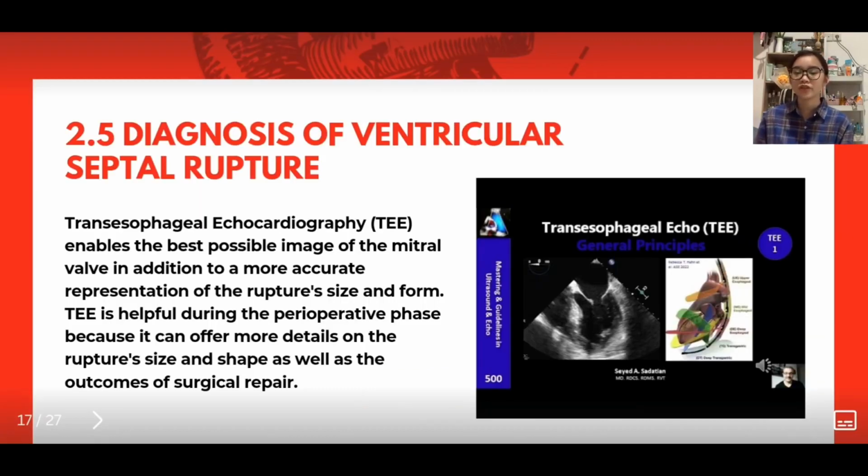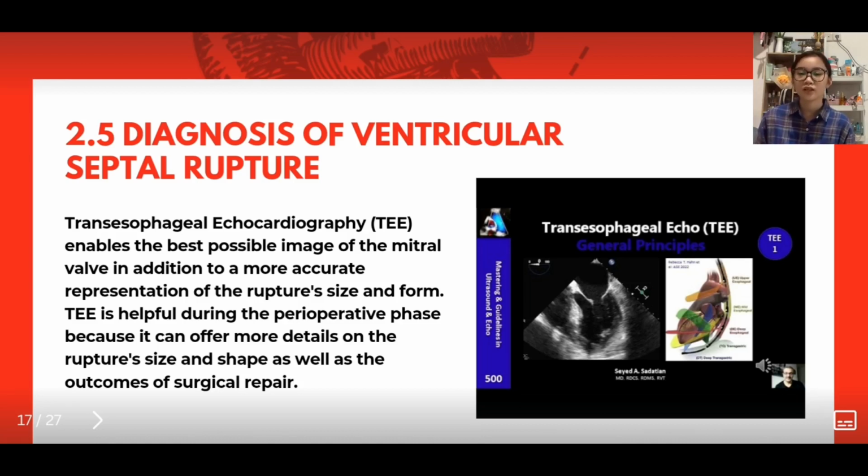So TEE, or transoesophageal echocardiography, is a diagnostic technique that is furthermore useful in identifying ventricular septal rupture as a consequence of acute myocardial infarction. TEE enables the best possible image of the mitral valve in addition to a more accurate representation of the rupture size and form. Utilizing 3D, TEE enhances ventricular septal rupture assessment as well by increasing comprehension of the hemodynamic and anatomical effects of the rupture.